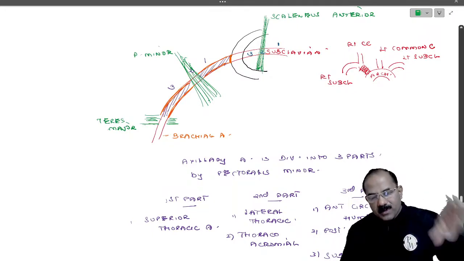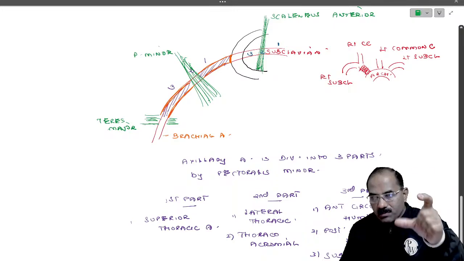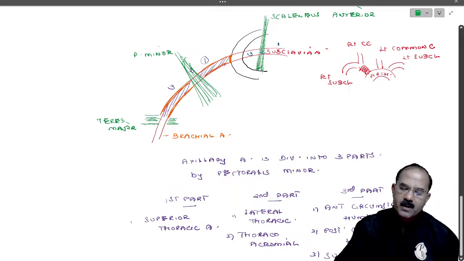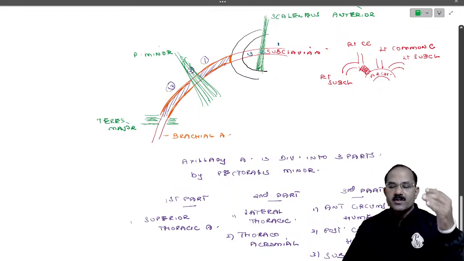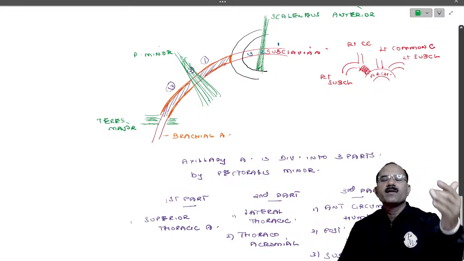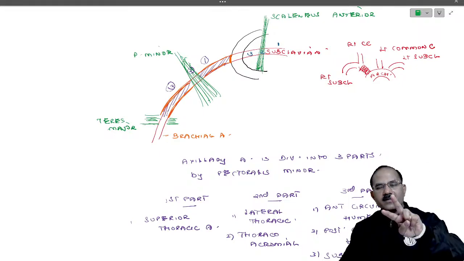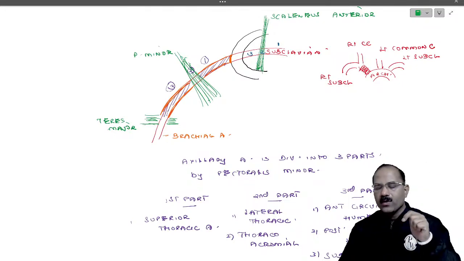इसके तीन parts बनते हैं. By which muscle? Pectoralis minor. तो ये होगा उसका first part. Muscle के पीछे is the second part, and that's the third part of axillary artery. First part gives one branch, नाम superior thoracic. Second part के दो branches, lateral thoracic and thoracoacromial.